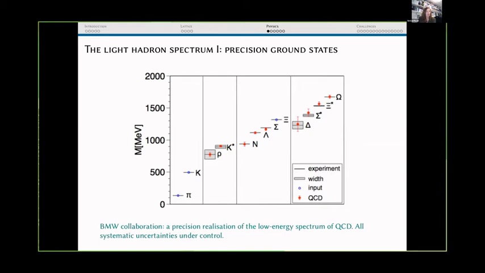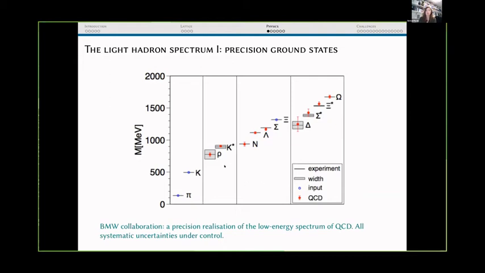So this is now at the conventional, let's say, meson spectroscopy side of things. So here's a very beautiful calculation of the light hadron spectrum. This is to highlight for you that precision ground state physics from lattice QCD really now is very well established. This is from the BMW collaboration. And you can see a very beautiful precision realization of the low energy spectrum. The points are the lattice measurements, and the lines are the experimental results with some width where that's relevant.